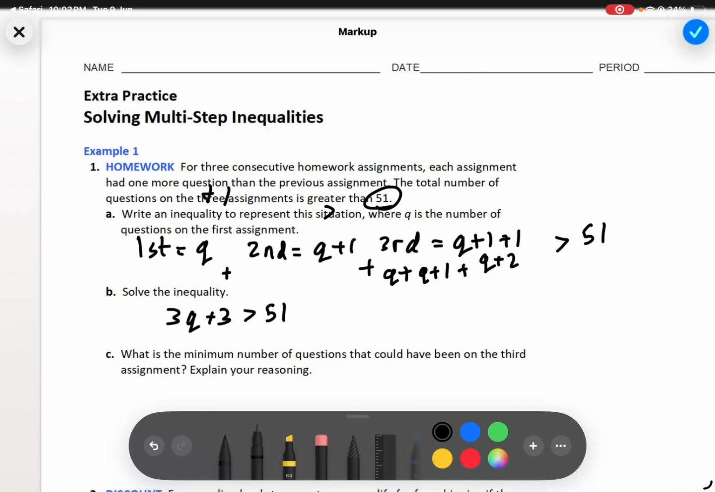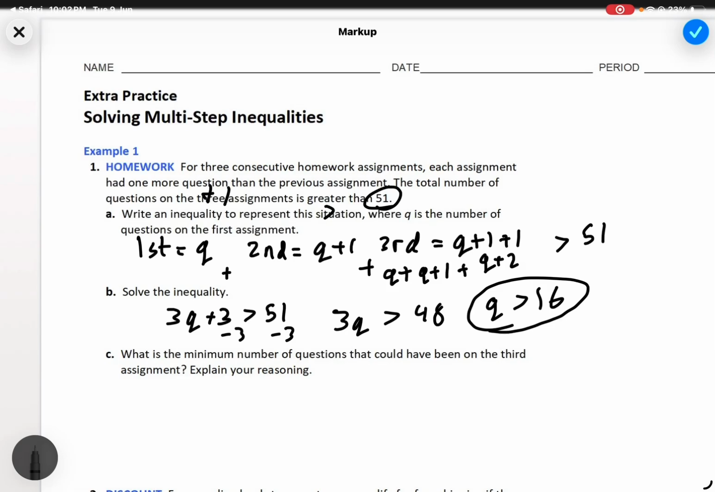Now to solve the inequality, we subtract 3 on both sides, and we get 3Q is greater than 48, and dividing both sides by 3, we get Q is greater than 16. And this is the answer for part B.